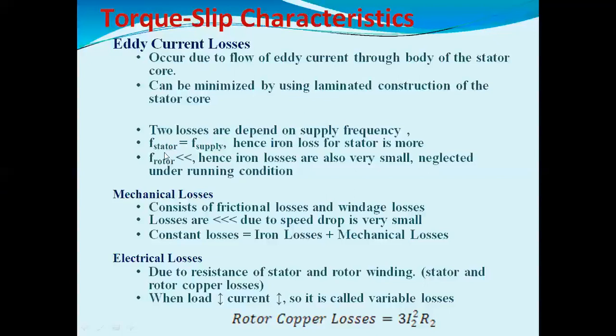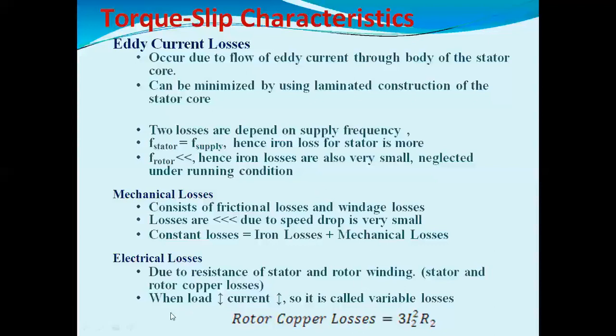If the frequency of the stator is equal to the frequency of the supply, hence the iron loss for the stator is more. If the frequency of the rotor is much less, its iron loss is also very small, and is neglected under running condition. Mechanical loss consists of frictional loss and windage loss. These losses are much less since the speed drop is very small. Constant loss is the summation of iron loss and mechanical loss.